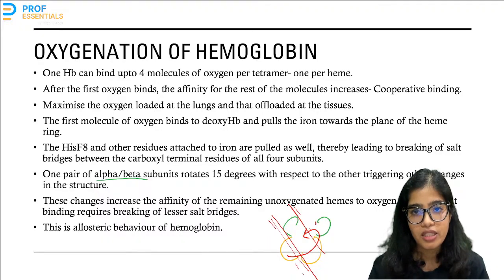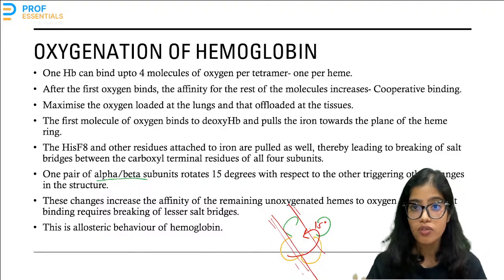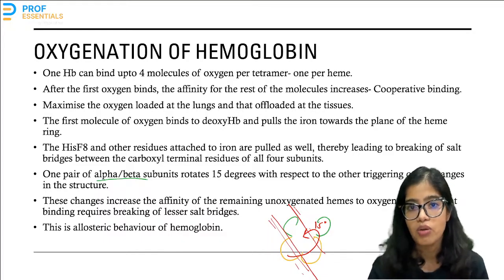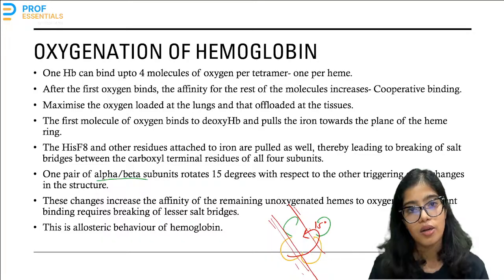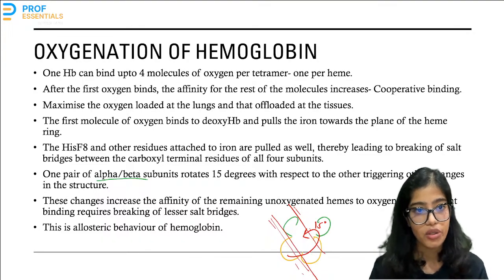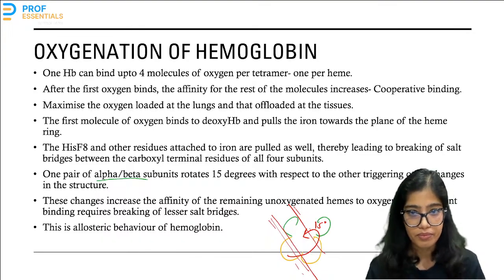Similarly, this 15-degree rotation due to breaking of salt bridges, this 15-degree rotation of one alpha beta subunit about the axis is going to trigger a conformational change in the rest of the hemoglobin molecule as well.